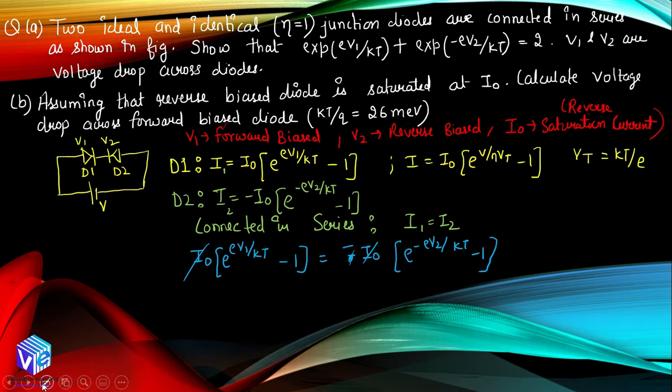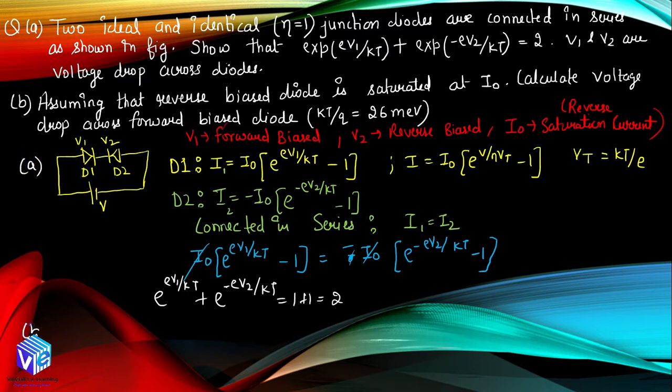So what am I left with? I am left with e raised to power EV1 by KT plus e raised to power minus EV2 by KT, taking this term to this side, equal to 1, and this minus 1 when it goes to this side will be equal to 1, which gives 2. So this is what we had to prove: exponential EV1 by KT plus exponential minus EV2 by KT is equal to 2, that we have proved. So this was my part A.